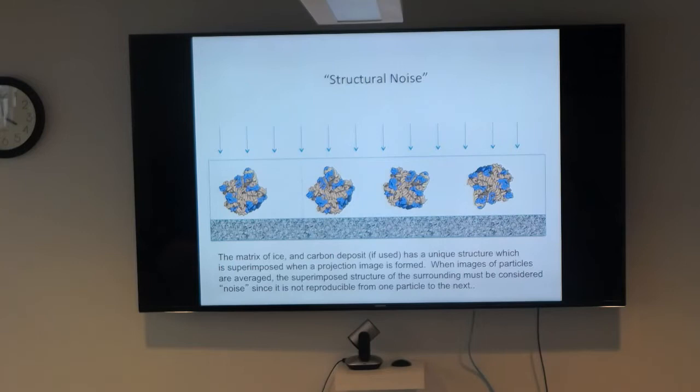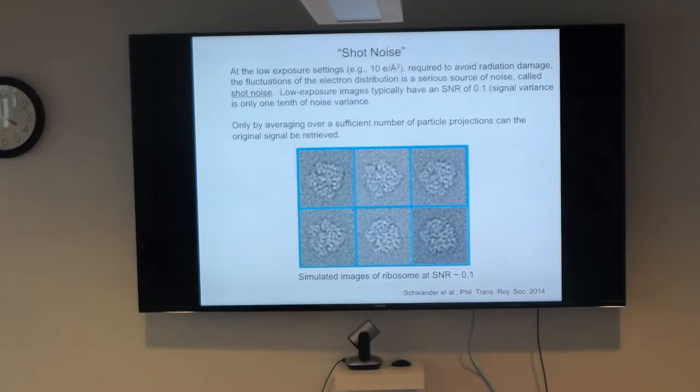So here was just another example of simulated images of the ribosome at 0.1 signal-to-noise ratio. So that's sort of the rough appearance of these. Fourier transforms.